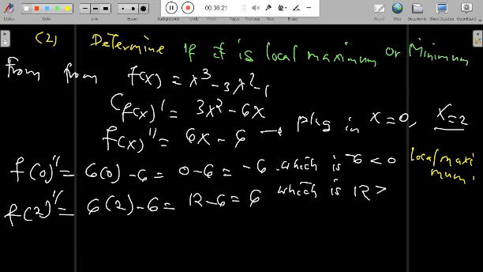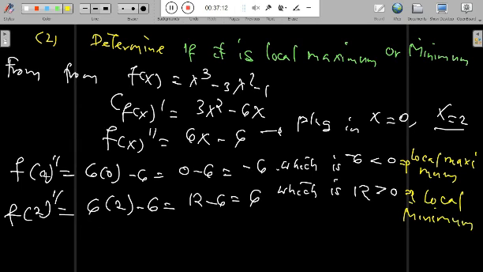And when we plug in the other stationary value, x equal to 2, into the function, it gives 6 times 2 minus 6, which is equal to 6. So 6 is greater than 0, so this proves that it is a local minimum. So the stationary values x equal to 0 and x equal to 2 prove that there is a local maximum and minimum at these given values.